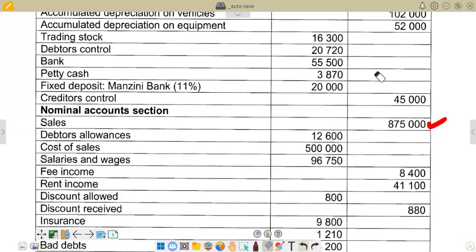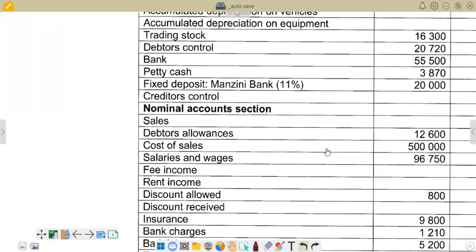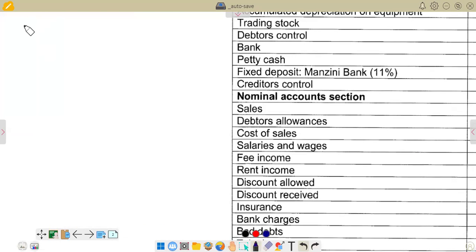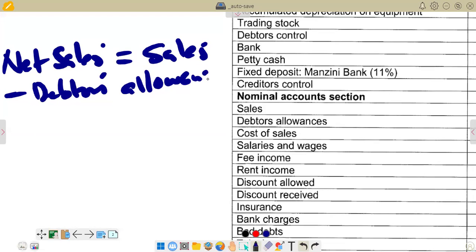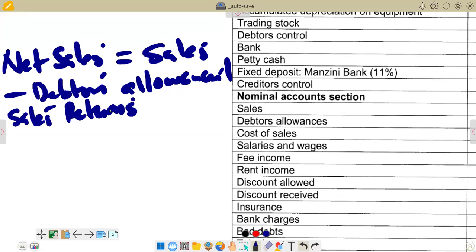Remember, when we put our sales figure in the trading account, we have to put it as a net figure, whereby we say sales minus sales returns. Let's put the formula there. The figure that we put in the trading account is the net sales figure, and we calculate it by taking sales, the total sales figure given in the list of balances, and subtracting debtors allowances, or we can call them sales returns, or returns inwards.